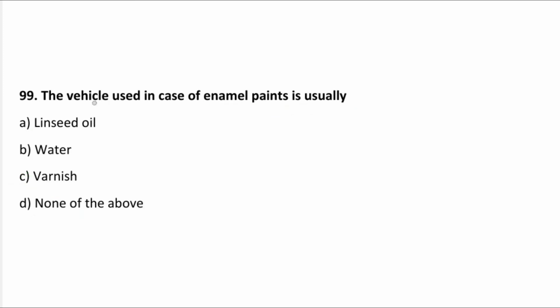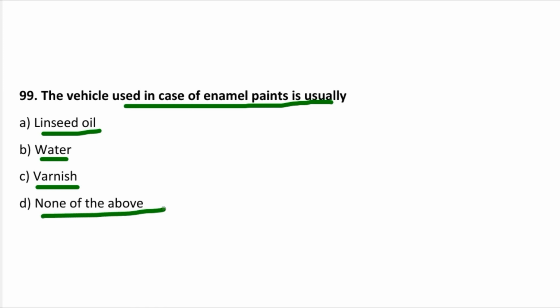So next question, the vehicle used for the base of enamel paints is usually option A linseed oil, option B water, option C varnish, option D none of the above. So the correct answer is option C varnish.